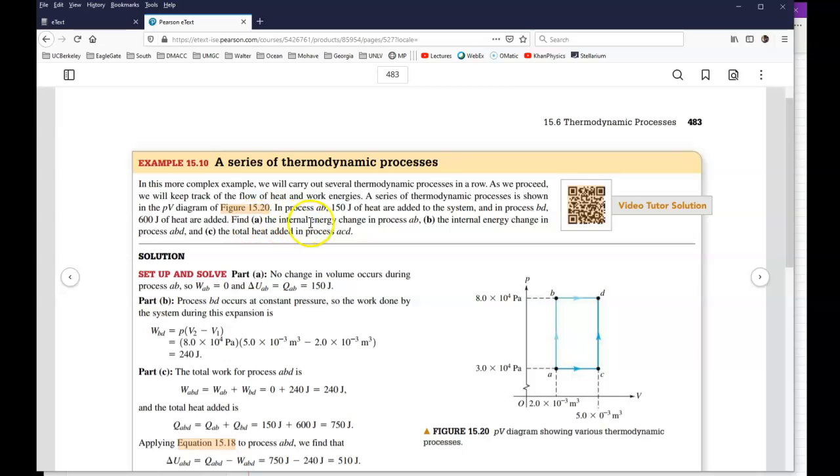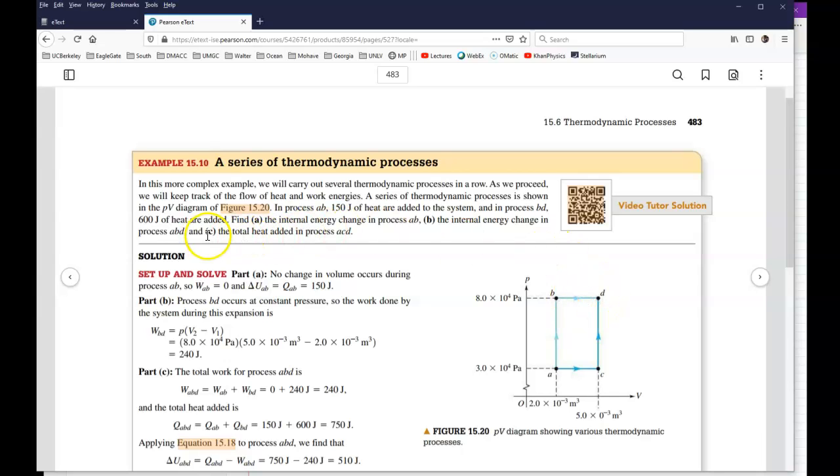Find the internal energy change in the process AB. We want to know what is the internal energy from A to B. And then part B, he says, find the internal energy change in ABD, the entire process, which means you want to add up the internal energy from A to B plus the internal energy from B to D. You got that? All right.